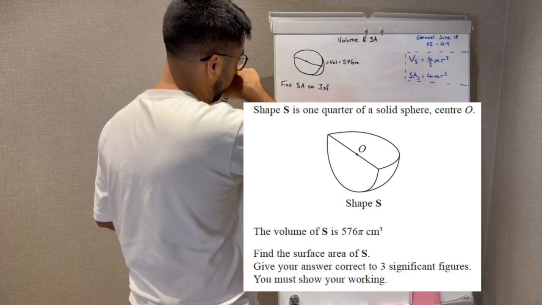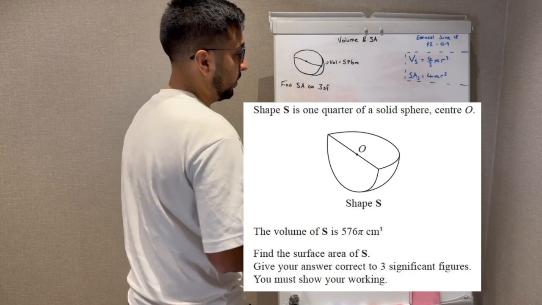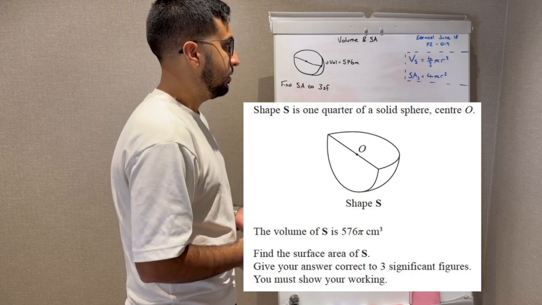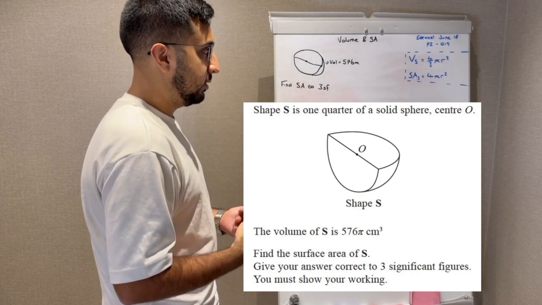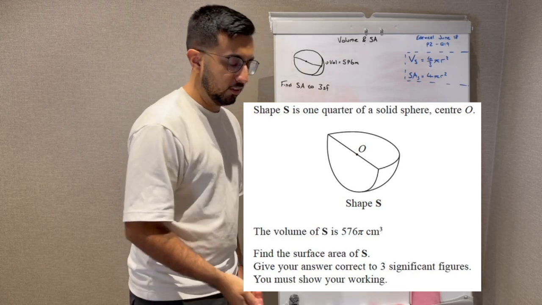We currently have the volume of a quarter of a sphere is 576 pi. We are given the volume of a sphere, 4/3 pi r cubed, and the surface area of a full sphere is also 4 pi r squared. We want to find the surface area to three significant figures.